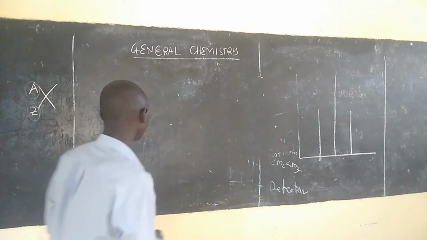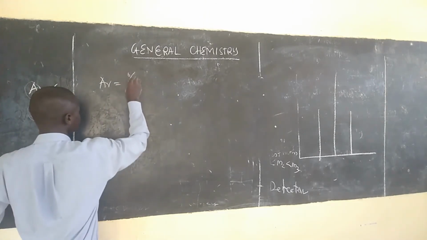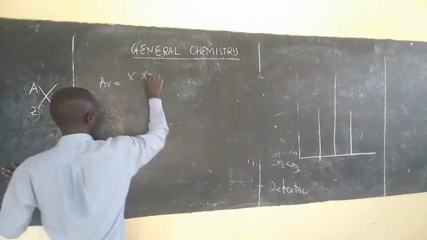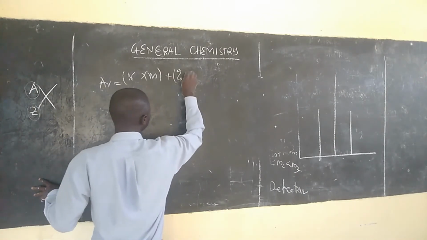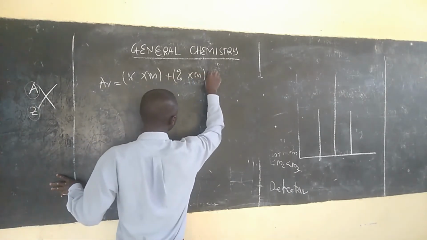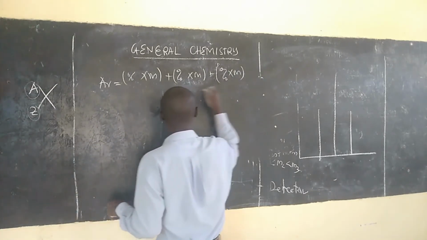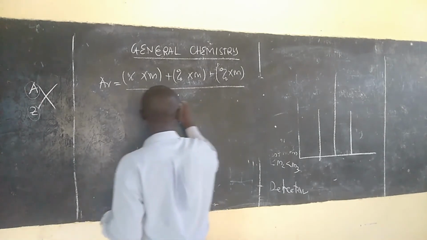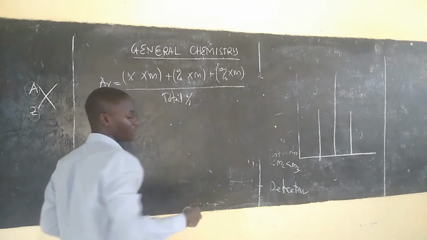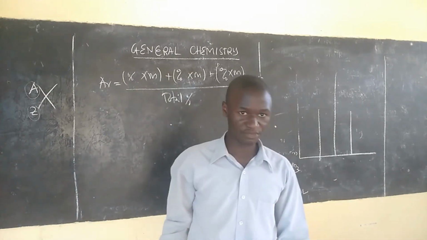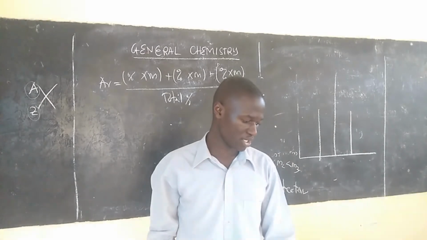Na kama tulisema kule mwanzoni, AR is calculated as percentage ya isotope kwa kwanza times mass, tunajumlisha percentage ya isotope kwa pili times mass, tunajumlisha percentage ya isotope kwa tatu times mass, then huyo hapa tuna divide by total percent. I hope haya maswali nimeshaifanya form 2, lakini tunarudia tena.